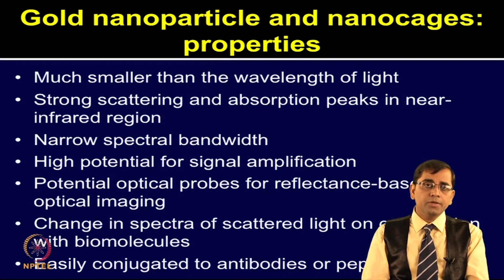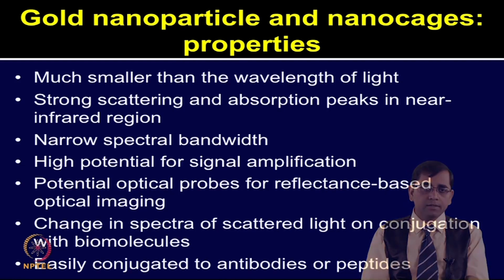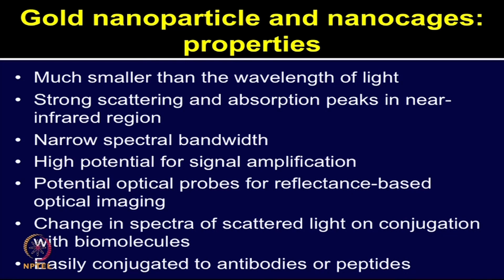They can be easily conjugated to antibodies or peptides, and the change in spectra of scattered light on conjugation with biomolecules is observed by using these gold nanoparticles and nano cages. Some of the studies have also shown that gold nano cages can be conveniently functionalized with tumor specific antibodies, and it serves as contrast agent for optical coherence tomography.